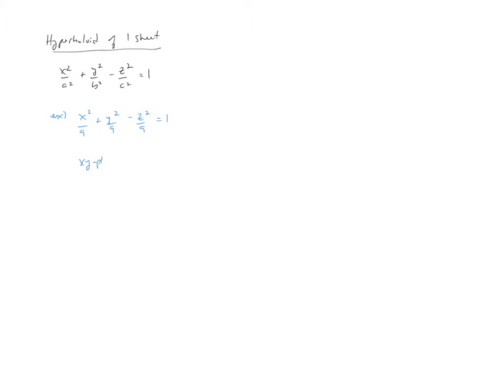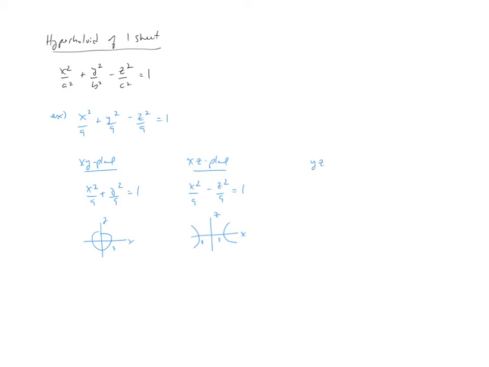If I take a look in the xy plane, that's of course where z is 0. If z is 0, it leaves me with x squared over 9 plus y squared over 9 equals 1, which is actually a circle in the xy plane of radius 3. If I go to the xz plane, where y equals 0, I'll get x squared over 9 minus z squared over 9 equals 1. Now we're dealing with a hyperbola in the xz plane. With the x-axis being positive, it's going to look something like this, where that's a 3 and that's a 3.